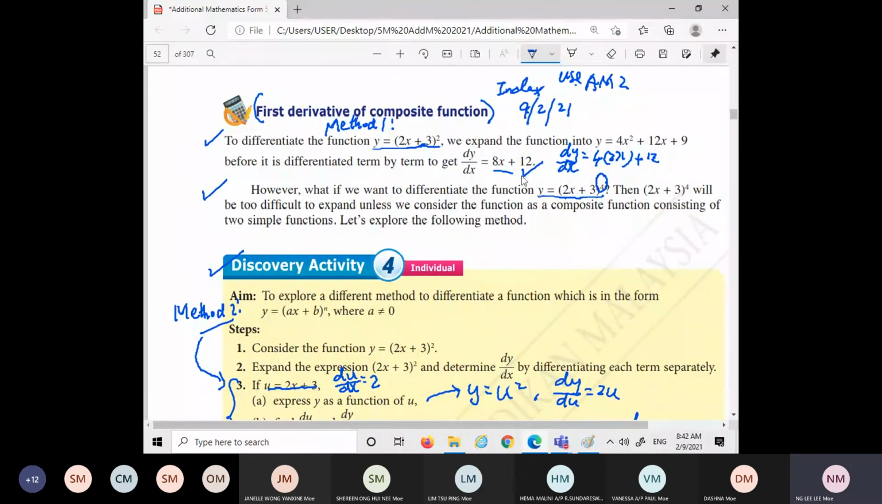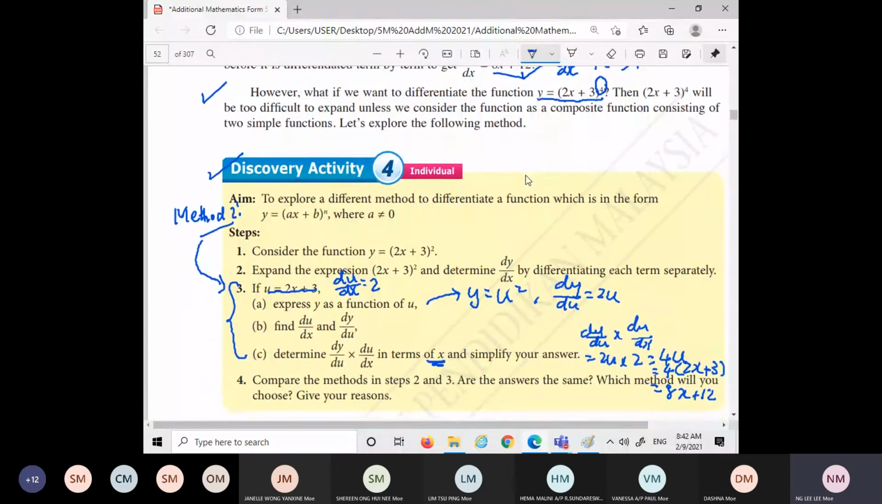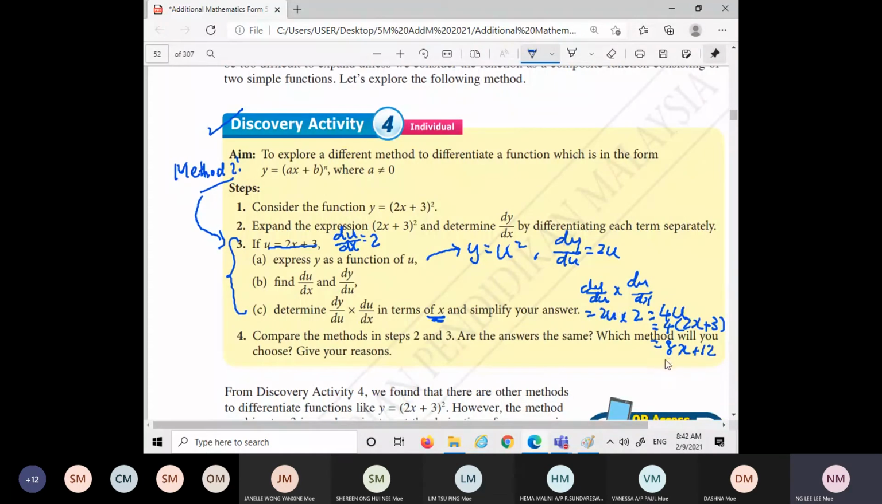8x plus 12. Okay, 8x plus 12, so they are the same. So this method you can also use to solve this kind of questions, especially when the power is very big. Maybe I show you one time, you are still very blur and don't know what is going on or why I do that. But after we try a few more questions, I think you will be okay. But the key is here, you see or not?